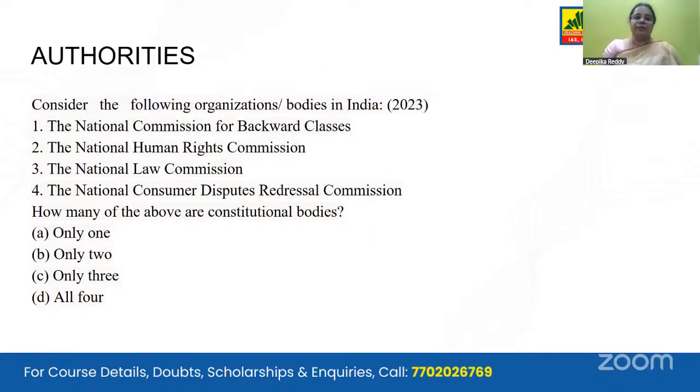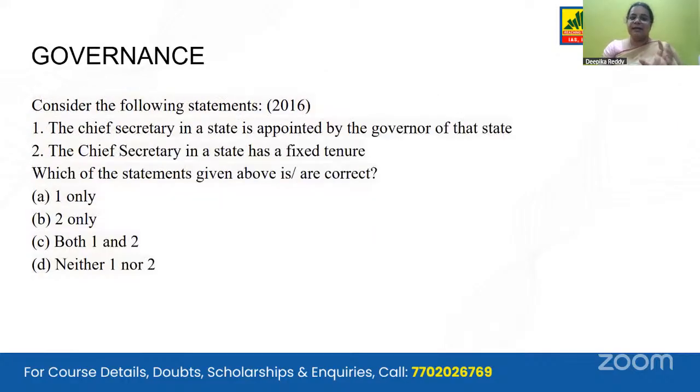Now, moving forward, authorities. We've already seen this governance related question. Chief Secretary of the state. Usually this comes under governance of the state. State and central government apparatus, especially the executive. You have to read about the PMO, the cabinet secretariat, the state secretariat, directorates. Unless you read these in governance, you'll not be able to answer such questions.